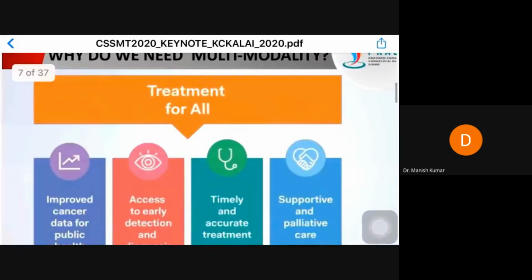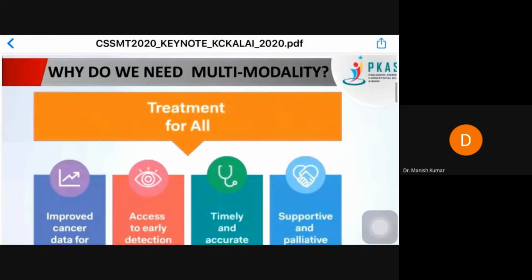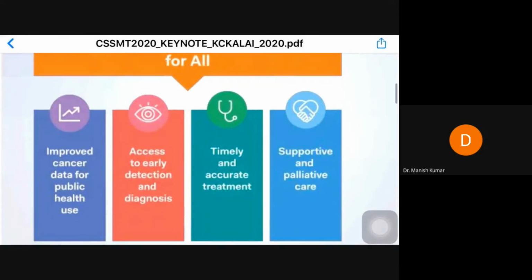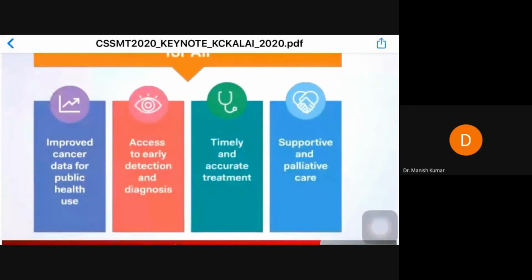All right. So, why do we need multimodality? That is the big question. Can't we just go ahead with what we have now? This is like what we say, treatment for all. Why we look at this is to improve cancer data for public health, for example. The second example I put here is access to early detection and diagnosis, timely and accurate treatment, and supportive and palliative care. These are some of the clinical needs currently.